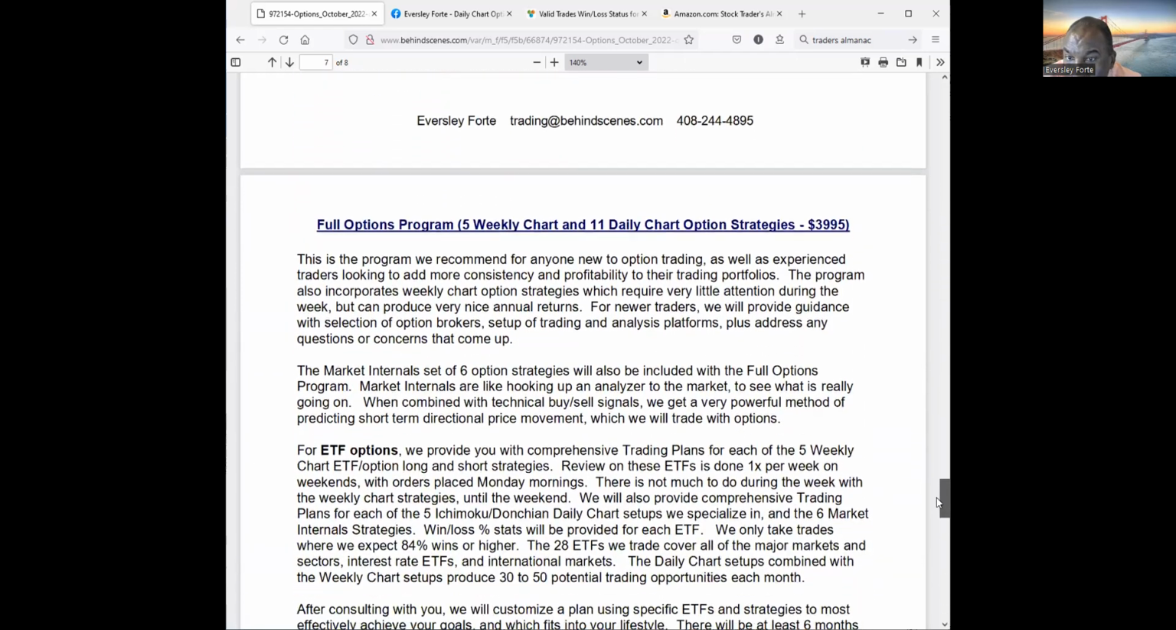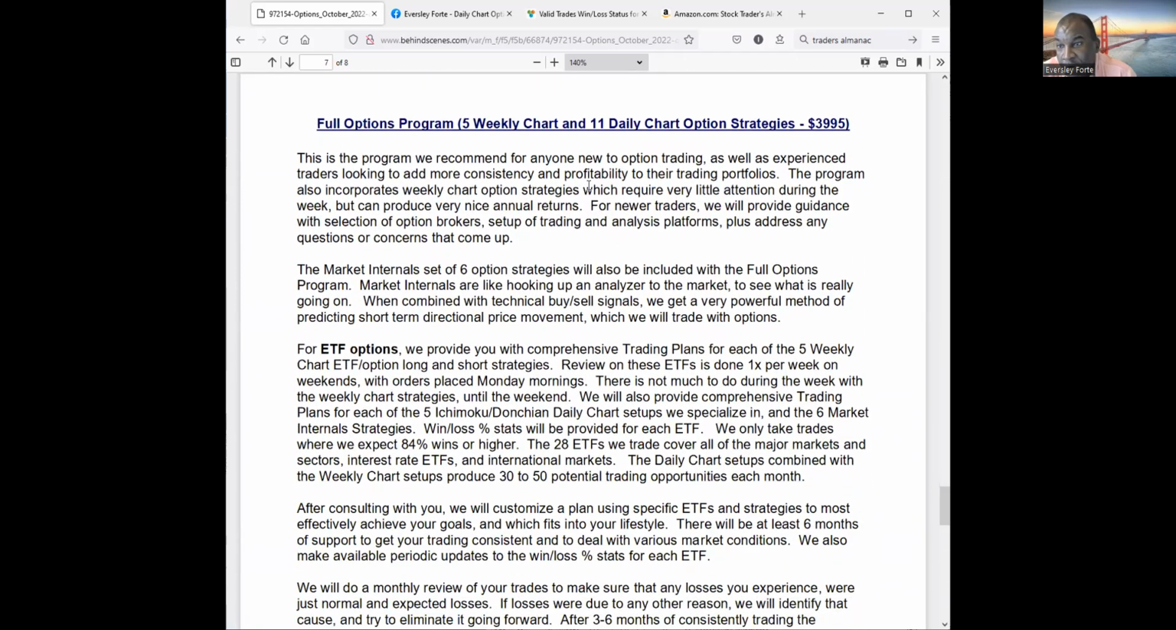And if you want the full deal where we get the weekly chart options, market internals, and a daily, then that's a lot more and takes a bit longer. But the weekly chart strategies, you only have to look at on weekends only. There's nothing to do on the weekdays other than Monday morning. Monday morning, you place your trade, nothing really else to do until the following weekend.